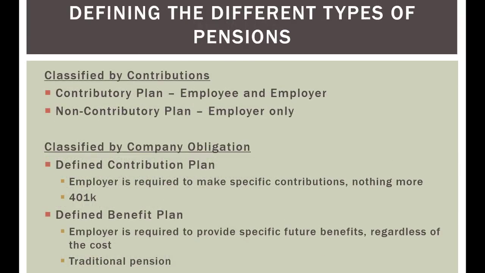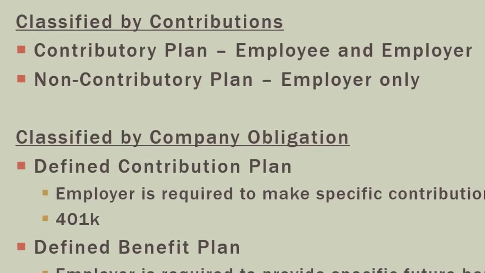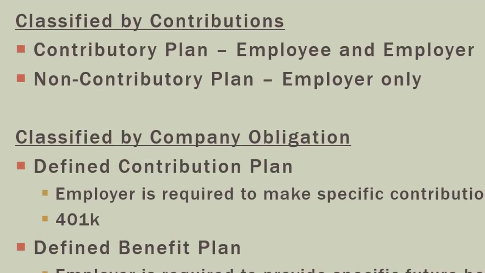The next thing we need to talk about are the kinds of pensions, and we can break pensions down in a couple of different ways, and I won't take a lot of time with this because we've already alluded to this. The first way we can break it down is by the type of contribution. The first is what we call a contributory plan. This is where the employee puts money into the pension, and so does the employer. So both groups put money into the plan.